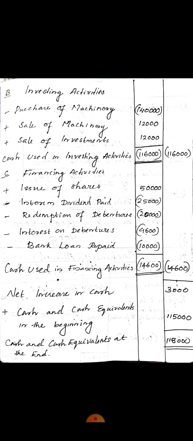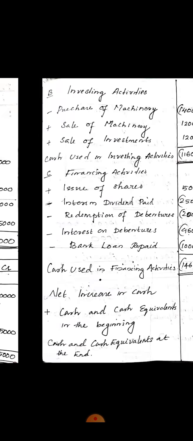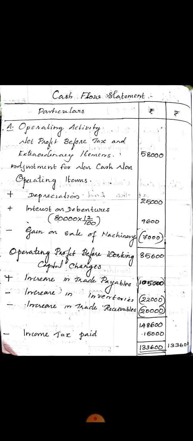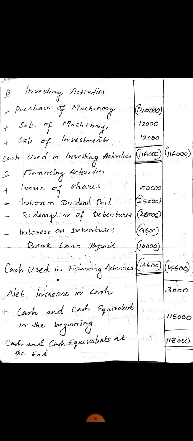Next, calculation of net increase or decrease in cash, A plus B plus C, that is operating activity plus investing activity plus financing activity. Amount of operating activity 1,33,600, that is an inflow. Then outflows in investing and financing activity 1,16,000 and 14,600. Amount after adjustment is rupees 3,000, net increase in cash. Next, cash and cash equivalents in the beginning 1,15,000. Amount after adjustment 1,18,000 is the cash and cash equivalents at the end.